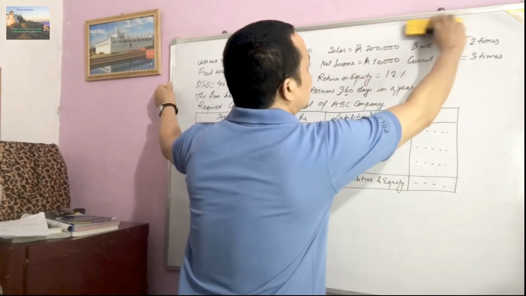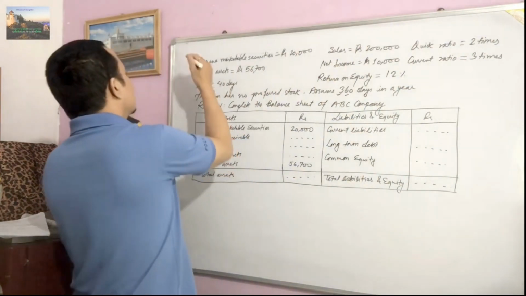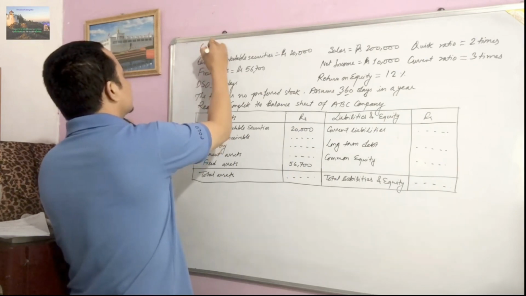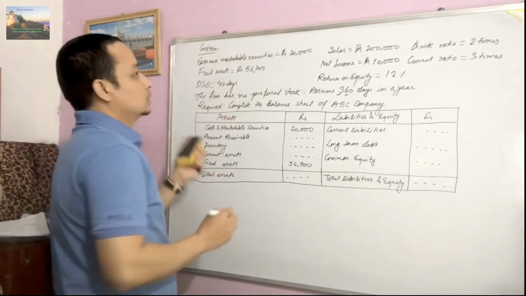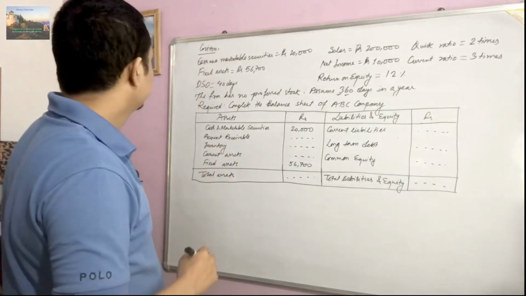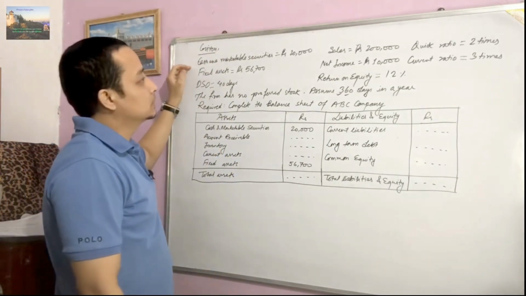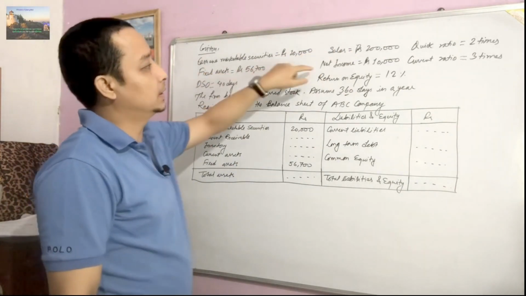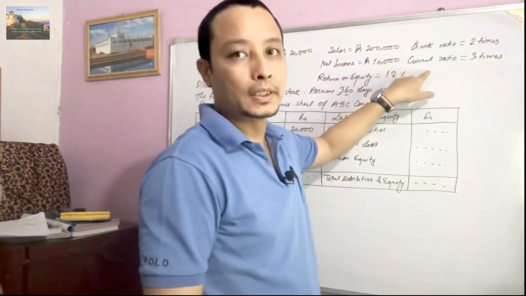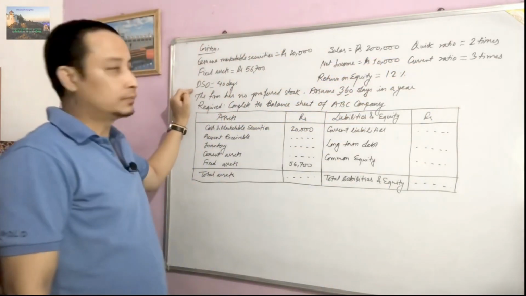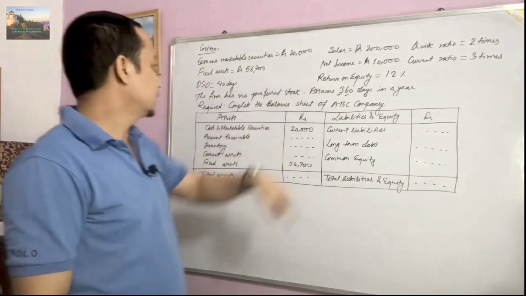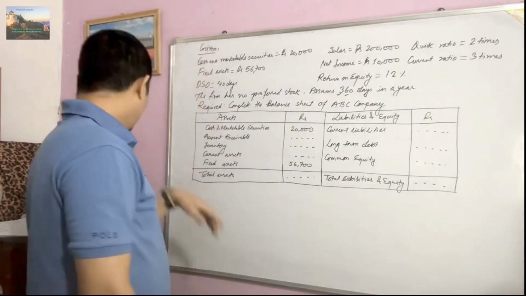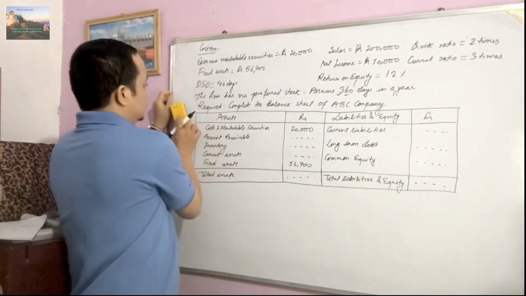Let's write first given. Given according to the question, cash and marketable securities 20,000, sales 2 lakh, quick ratio 2 times, fixed asset 56,700, and net income 10,000, current ratio 3 times, likewise days sales outstanding 40 days, return on equity 12%, there is no preferred stock, assume 360 days in a year. Now you have to fulfill this balance sheet. So let's solve it.